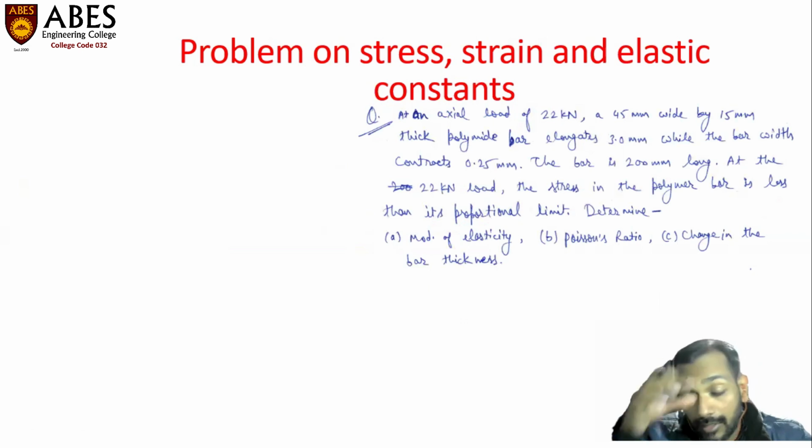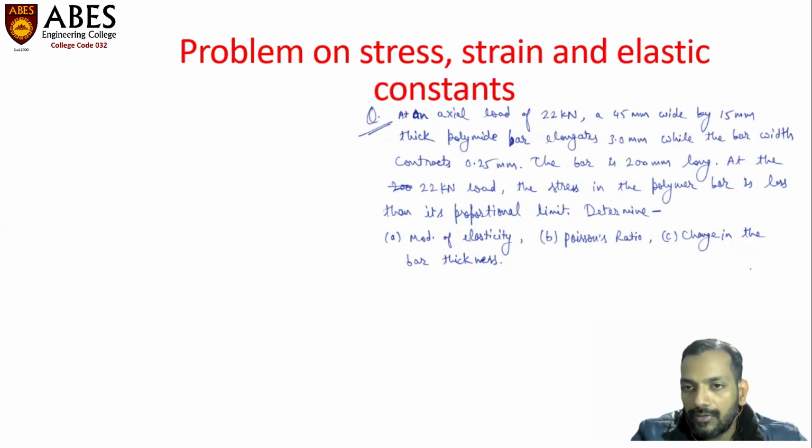So dear all, this is the problem. At an axial load of 22 kilonewton, a 45 millimeter wide by 15 millimeter thick polyimide bar elongates 3 millimeter while the bar width contracts 0.25 millimeter. The bar is 200 millimeter long. At the 22 kilonewton load, the stress in the polymer bar is less than its proportional limit. Determine the modulus of elasticity, Poisson's ratio, and change in the bar thickness.